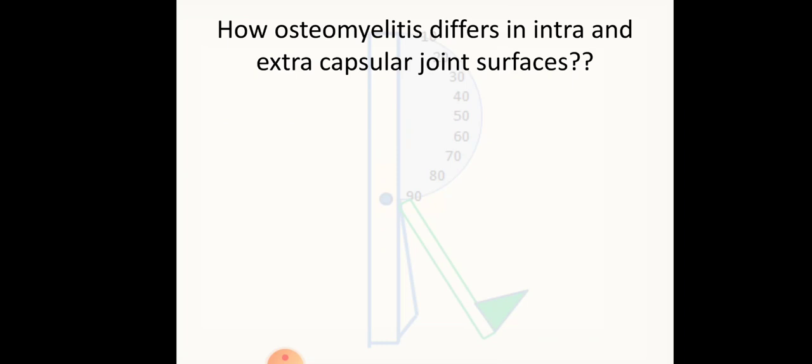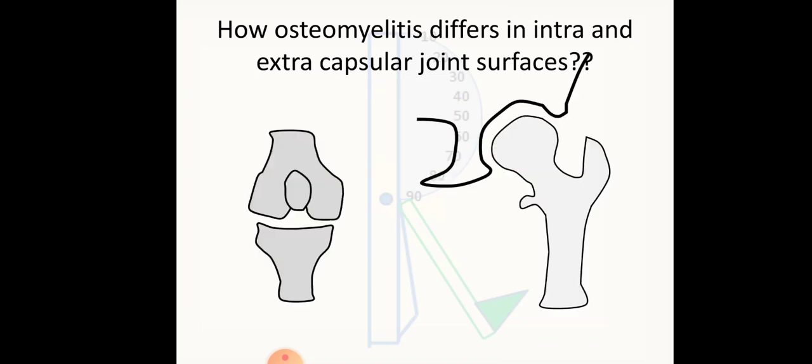Now coming to how osteomyelitis differs in intracapsular and extracapsular joint surfaces. First, let's learn what is the example for intracapsular and what is the example for extracapsular. Look at the diagram. This is a knee joint. I have just removed the fibula in order to understand where the capsule attaches to the tibia and femur. The second image is your hip joint. Look at where the growth plates are present in both joints. As you can see, the growth plate is present between the epiphysis and metaphysis.